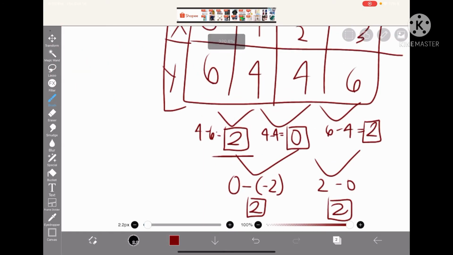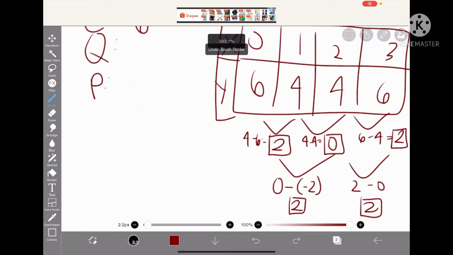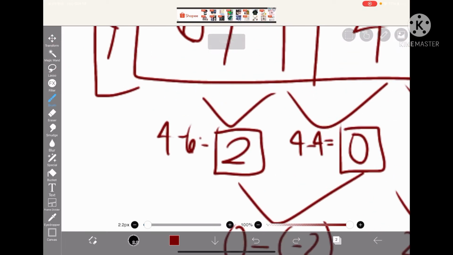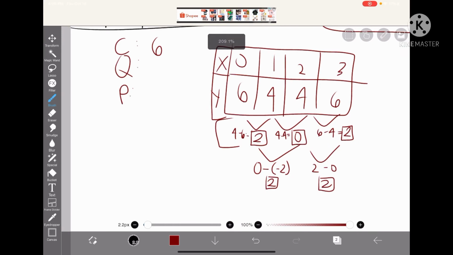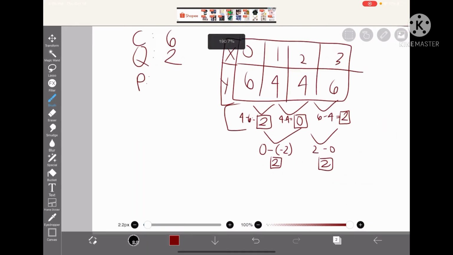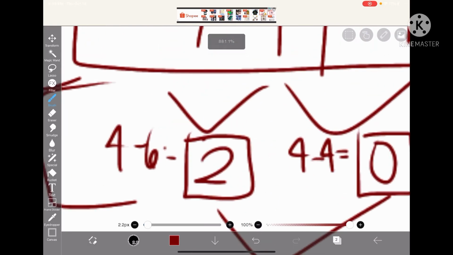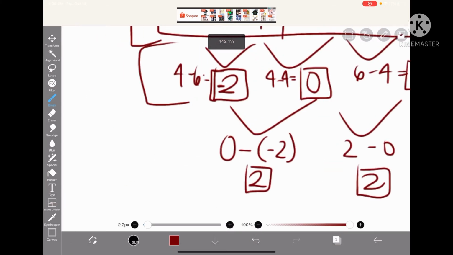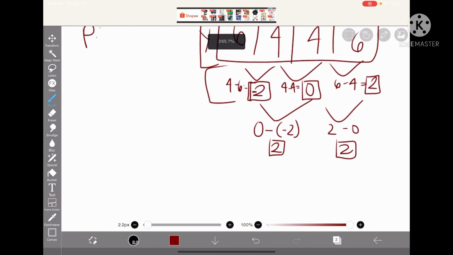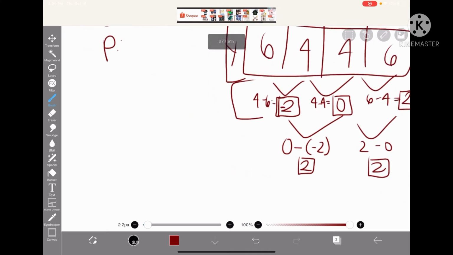And the first number we get here is going to be the Q and P. The first result from the first difference, or this row, is negative 2, so Q is negative 2. And our P value is 2, basically this one.